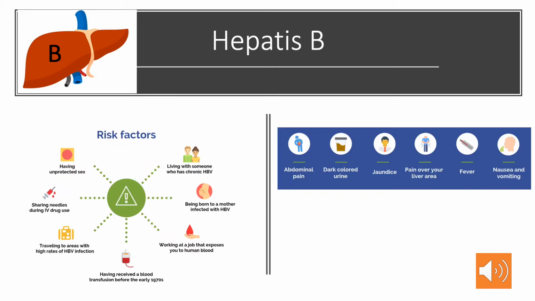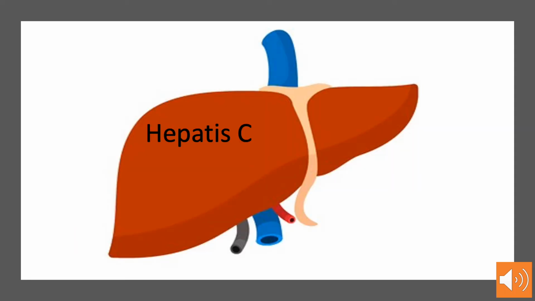Hepatitis B is a contagious liver infection caused by the hepatitis B virus. Hepatitis B virus is found in the blood of people with the hepatitis B infection. It enters the body through blood-to-blood contact. And now we'll talk about hepatitis C, which is the focus of our program.